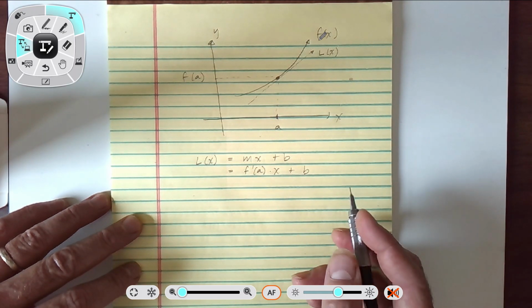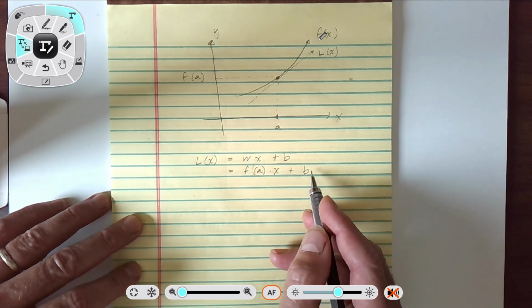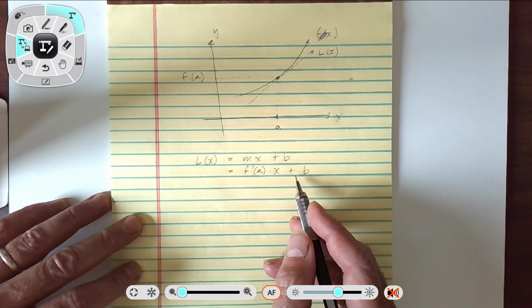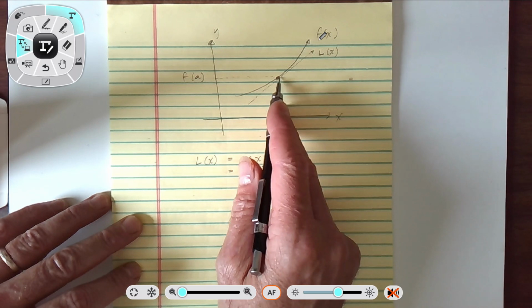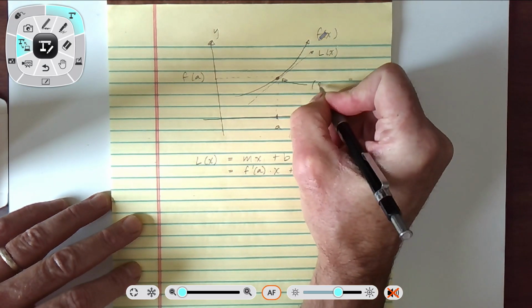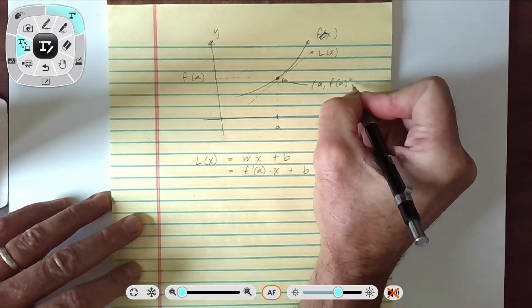What do we do next? Well, usually the way we do this is we have to find what b is next, right? And the way that we do that is we plug in a point for x and y here. And we only have one point. It's this one right here, right? And that point is the point a comma f of a.